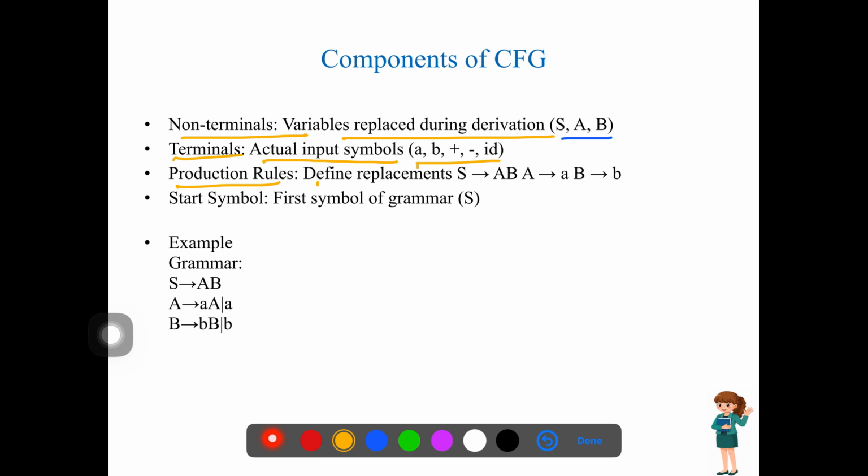Start symbol is the first symbol of the grammar, that is S. You can see the example: S produces AB, A produces AA or a, B produces BB or b. I hope you guys understood. Let us move on to the next slide.